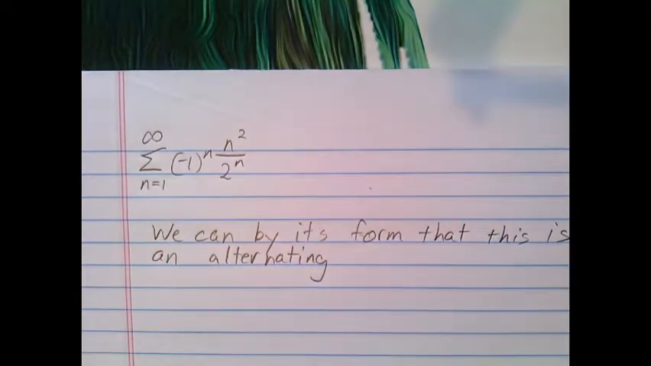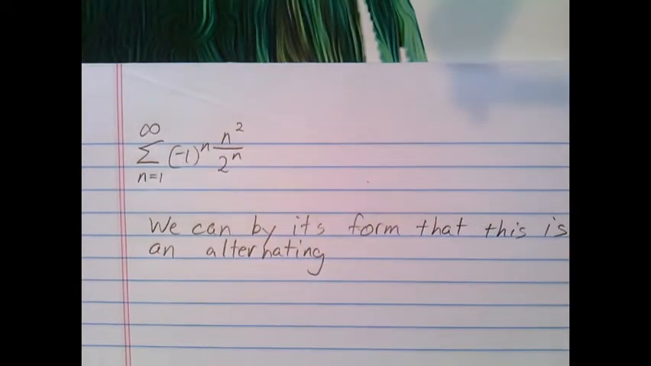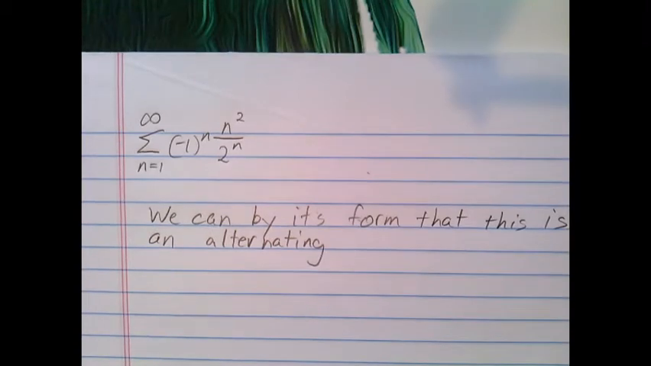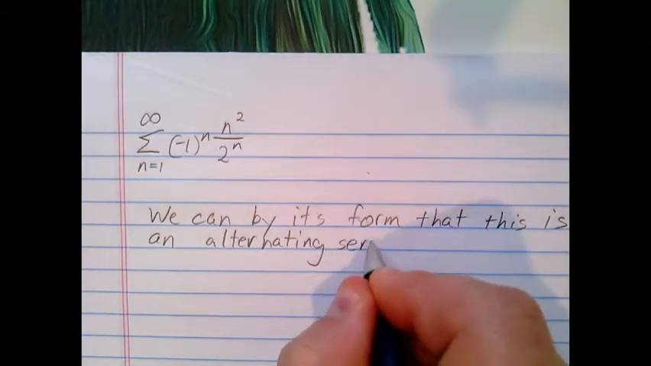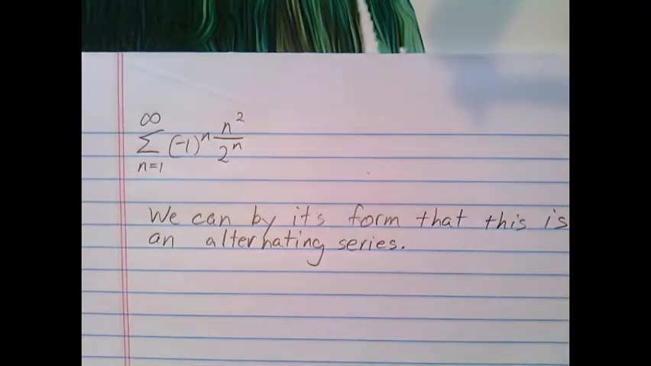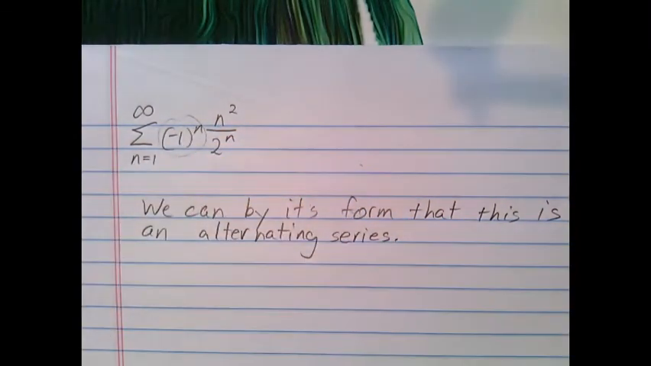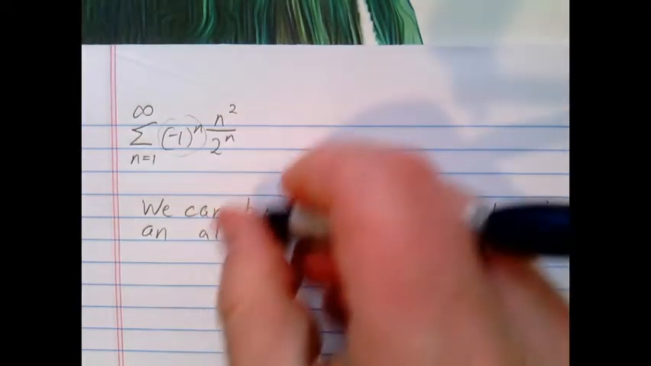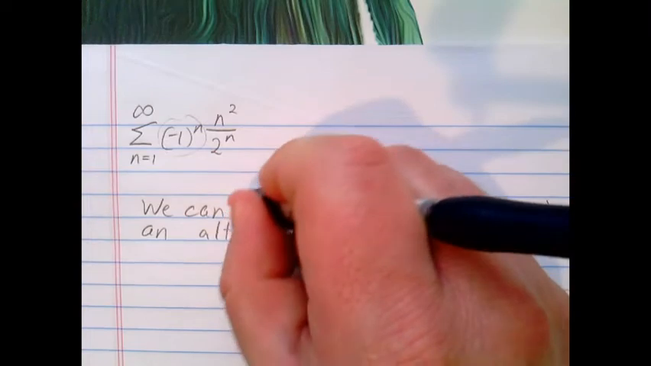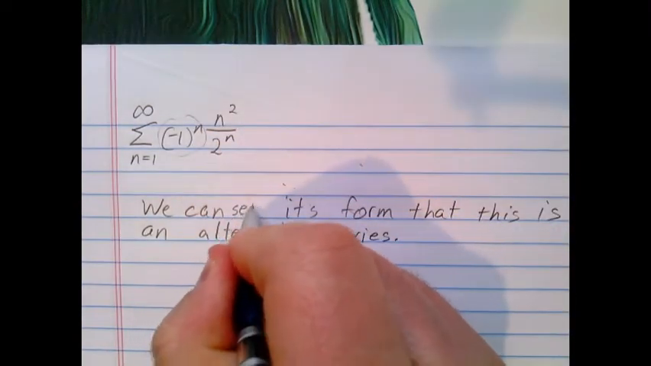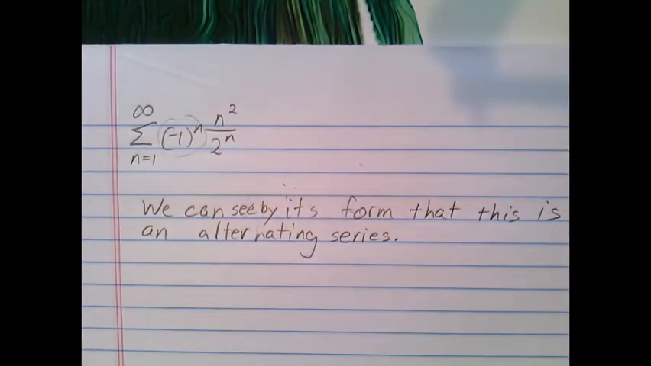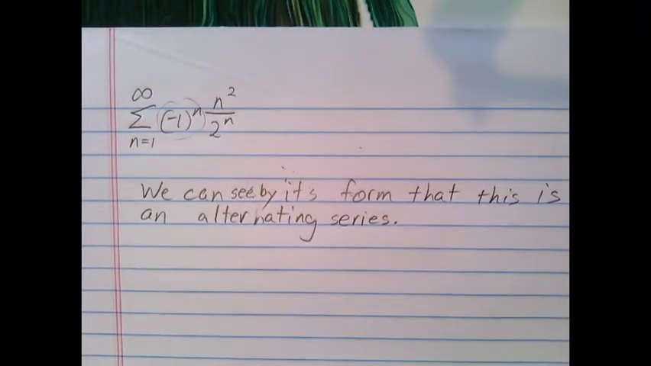So if we're going to do a formal proof that a series is convergent using the alternating series test, we do need to at some point either show that it's alternating, or if it's clearly alternating, at least acknowledge that. Okay, because that's certainly a requirement of using the alternating series test. We can see by its form that this is an alternating series.